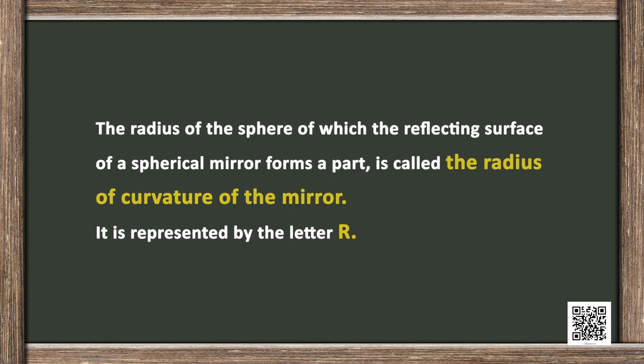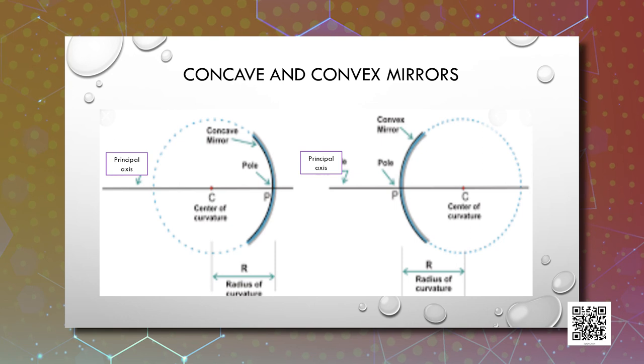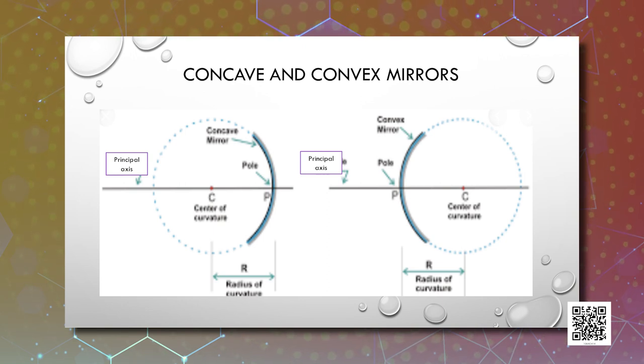The radius of the sphere of which the reflecting surface of a spherical mirror forms a part is called the radius of curvature of the spherical mirror. It is represented by the letter R. You may note that the distance between the pole and the center of curvature, represented in the diagram as PC, is equal to the radius of curvature.